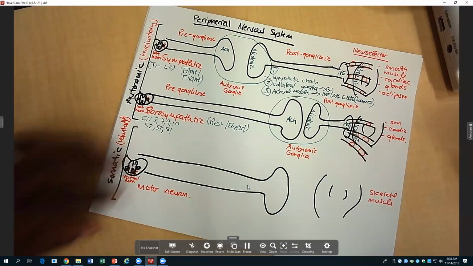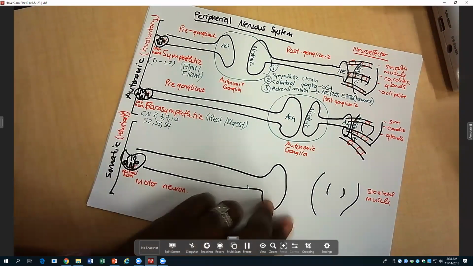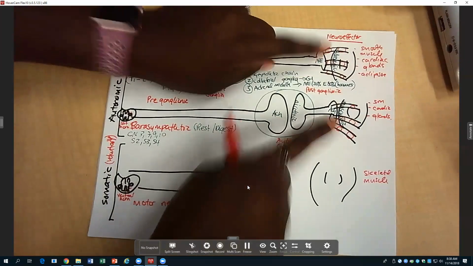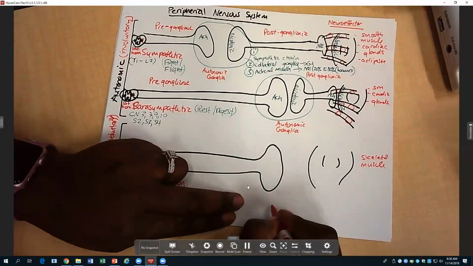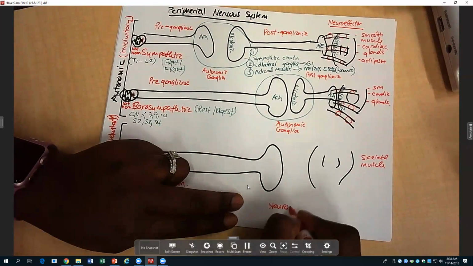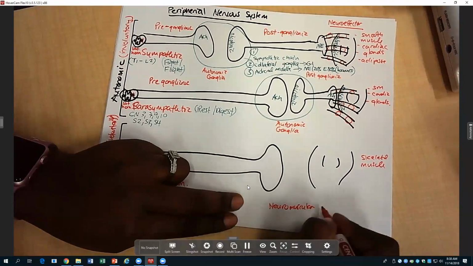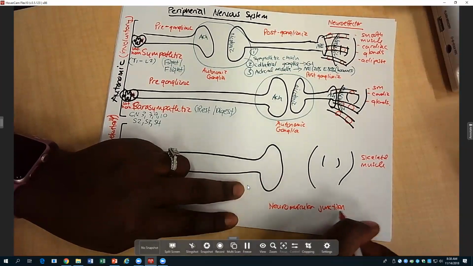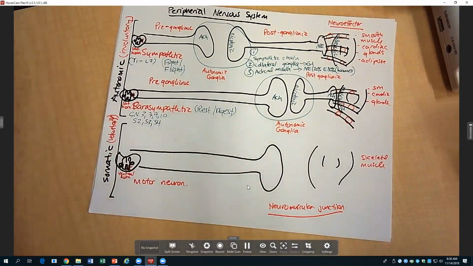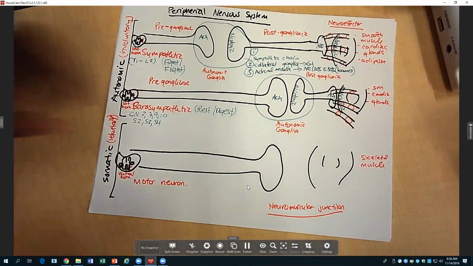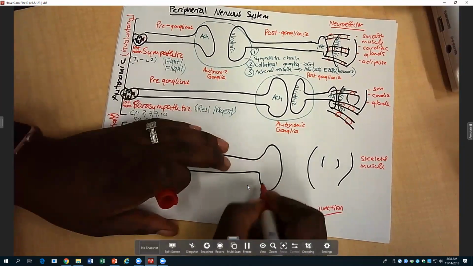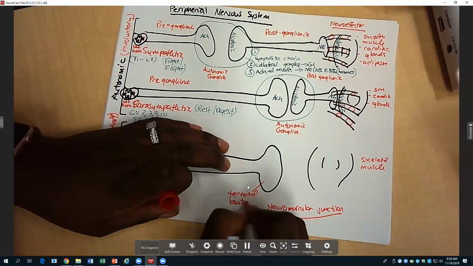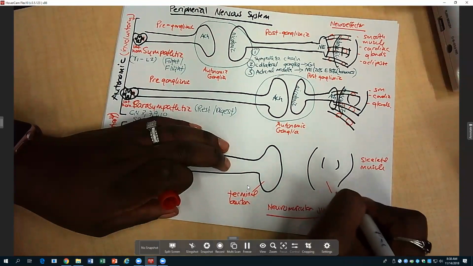Now let's talk about the neuromuscular junction here. So we said this was the neuroeffector junction, but this was the neuromuscular junction, where a motor neuron is going to innervate or excite the muscle tissue. So this was a terminal bouton here. So let's have a terminal bouton. And this we said was the motor end plate.